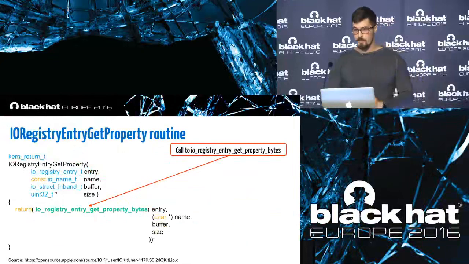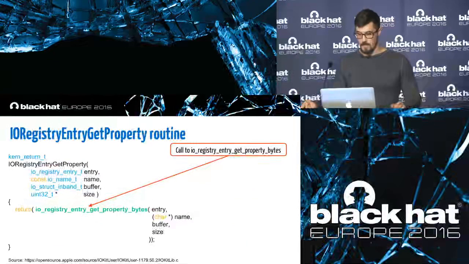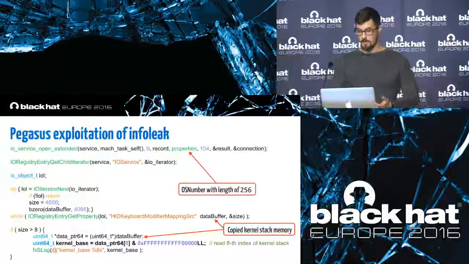How can we call it? First of all, let's check how IORegistryEntryGetProperty bytes can be used. It's not that hard, because IORegistryEntryGetProperty can be called from userland, and even from an application sandbox. So this is what the exploit may look like.